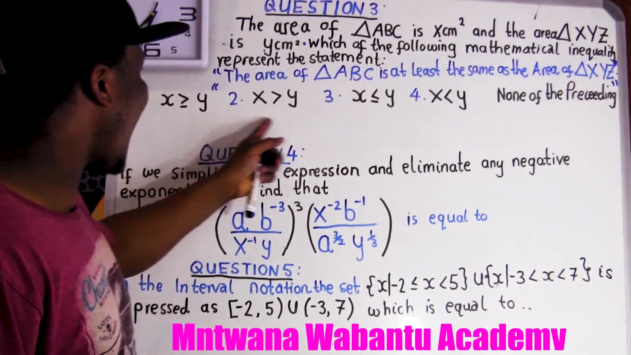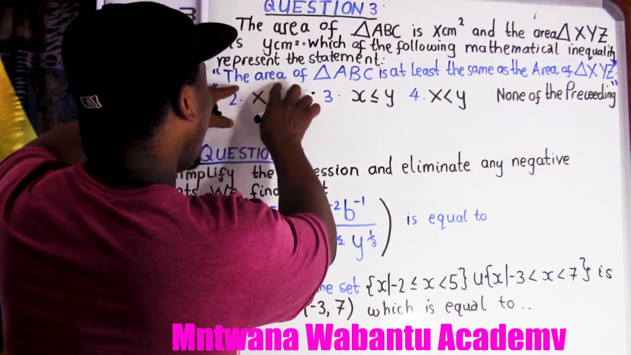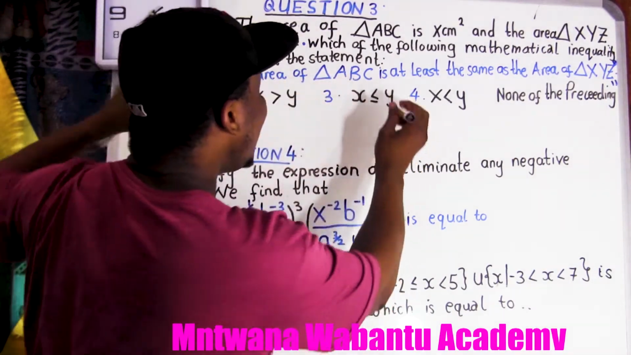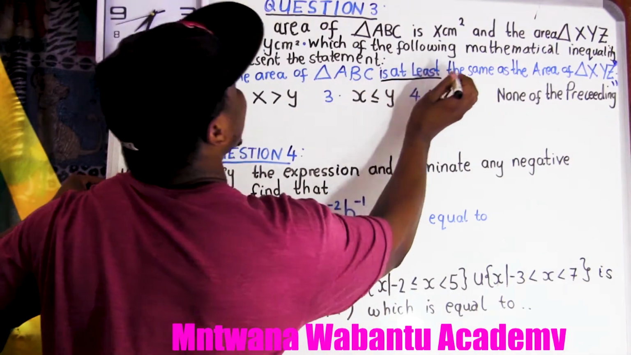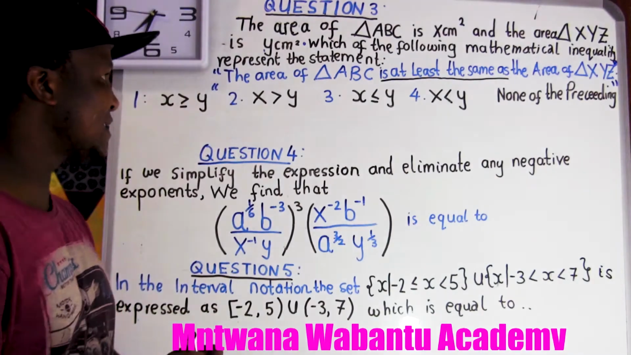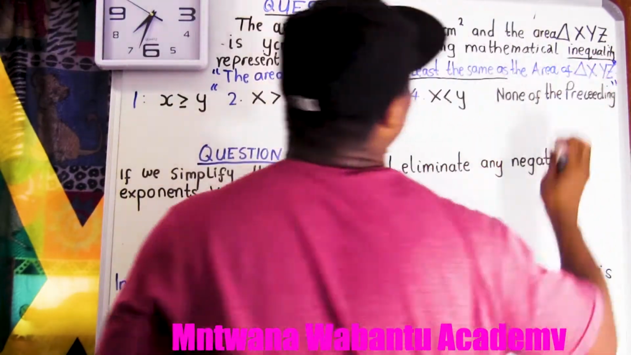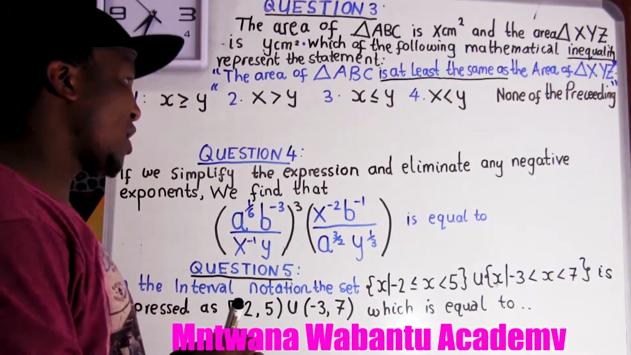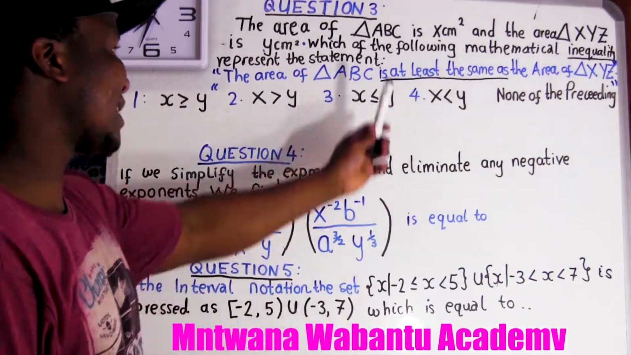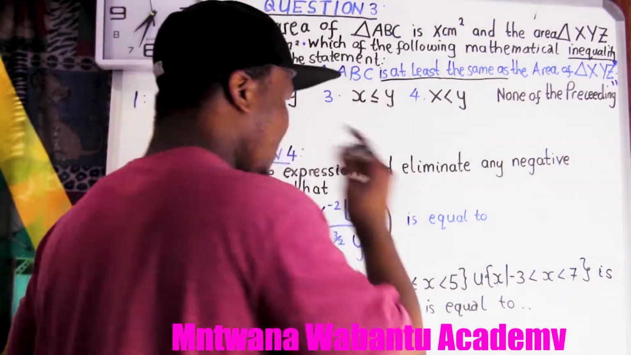So we want to pick out of these which one is going to represent this statement, which is, they say, the area of triangle ABC is at least the same. Okay, so the trick here is they want you to understand the inequality. Let me explain to you quickly about inequality and how to know whether it's at least, at most, maximum, minimum. Look here.